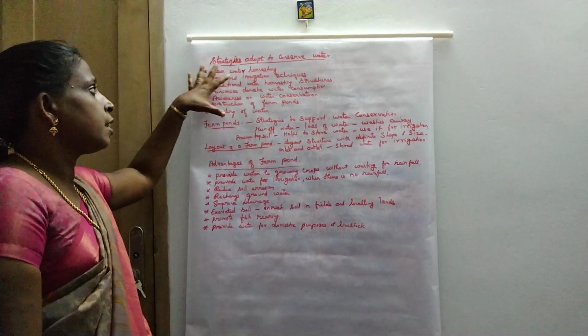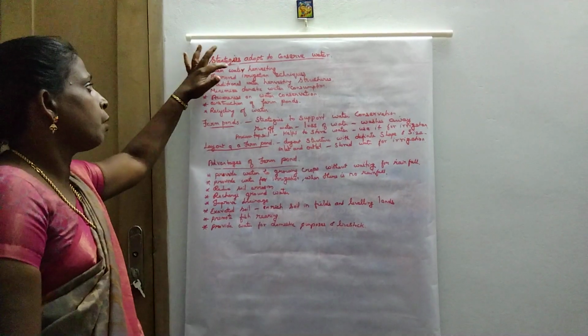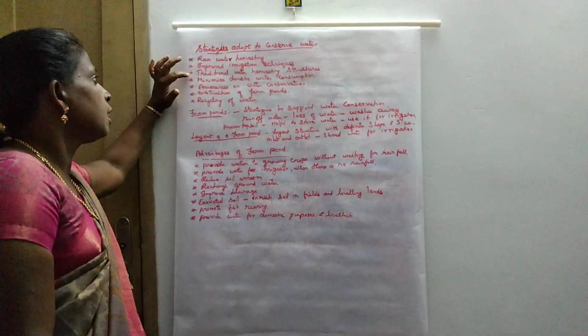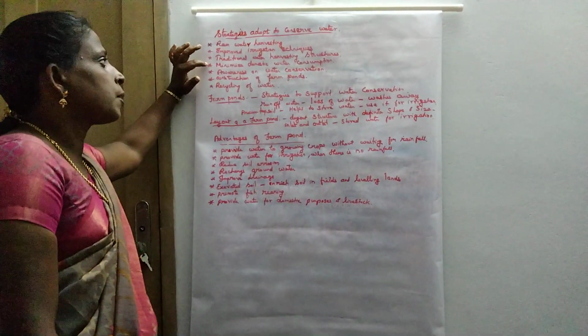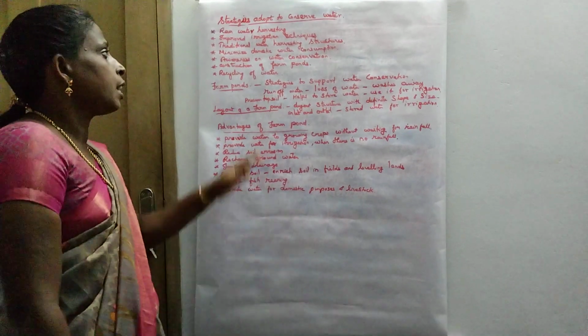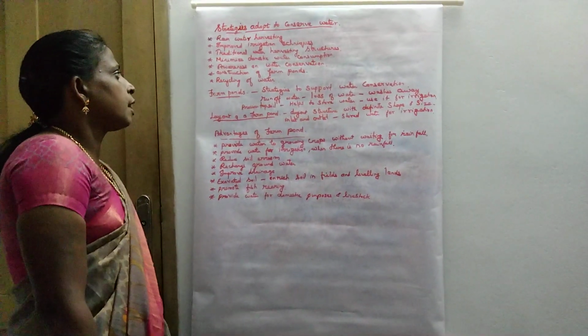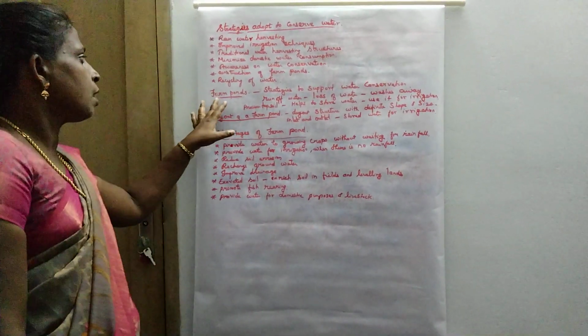These are the strategies we can use to conserve water. First one is rainwater harvesting system. Second one is improved irrigation techniques. Third one is traditional water harvesting structures, then minimize domestic water consumption, awareness on water conservation, construction of farm ponds. Next one is recycling of water. Next one is farm pond.